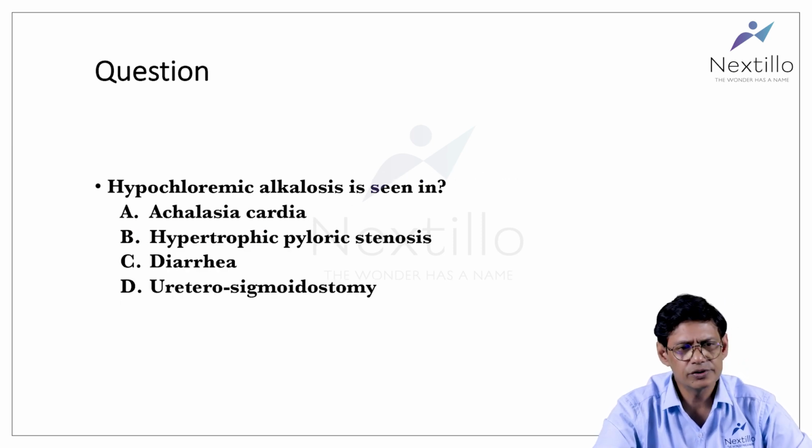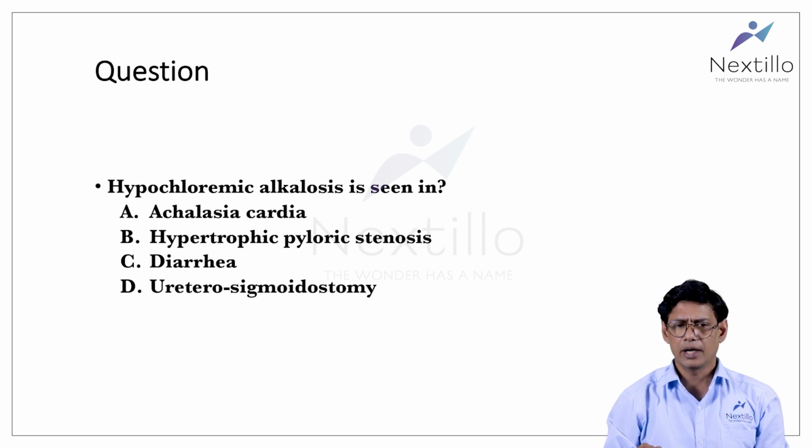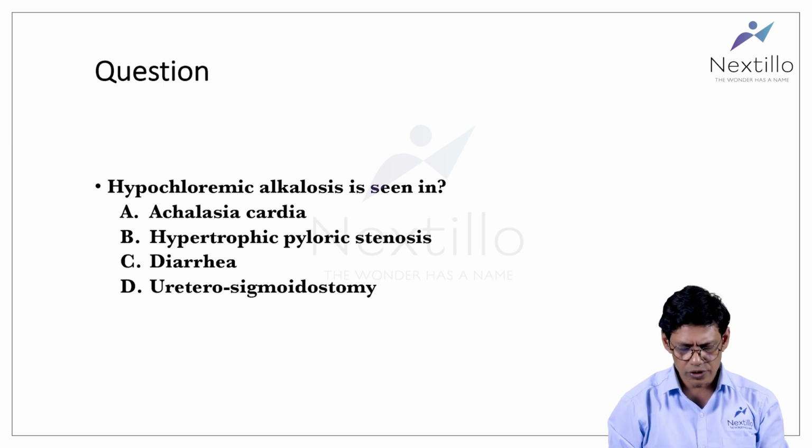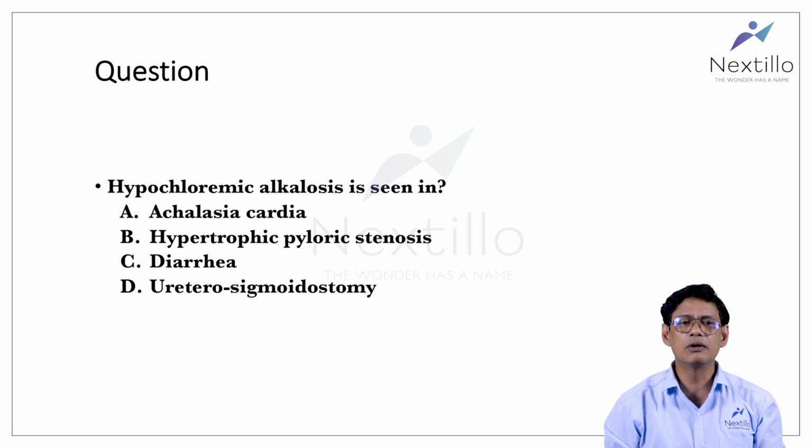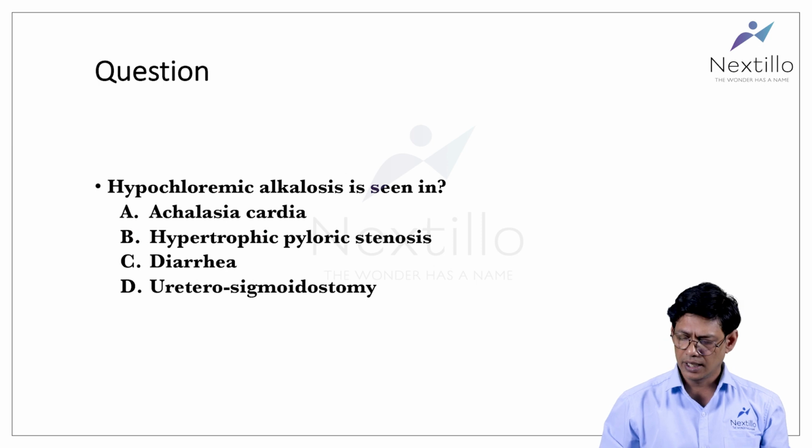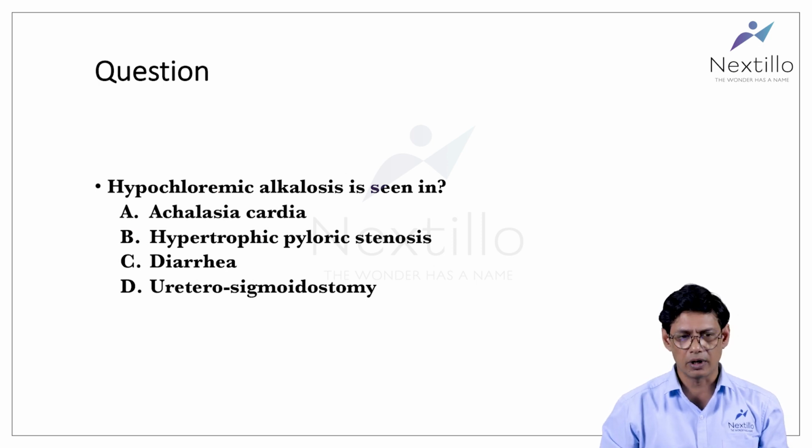The next question here is, hyperchloremic alkalosis is seen in achalasia cardia, hypertrophic pyloric stenosis, diarrhea, or ureterosigmoidostomy. Hypochloremic alkalosis is seen in all those cases where during vomiting the gastric acid is vomited. There should be loss of chloride. In achalasia cardia, there is no loss of chloride as the lower esophageal junction is blocked. In diarrhea, definitely this is not a vomiting.